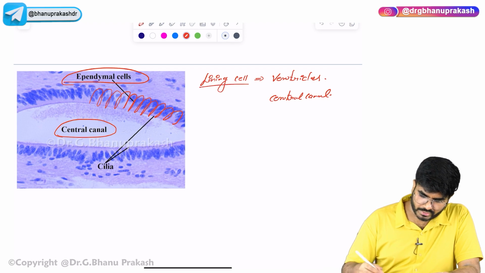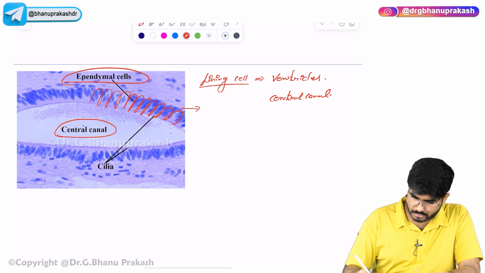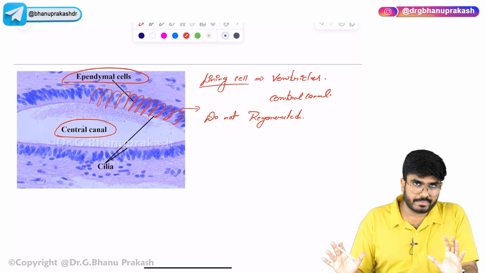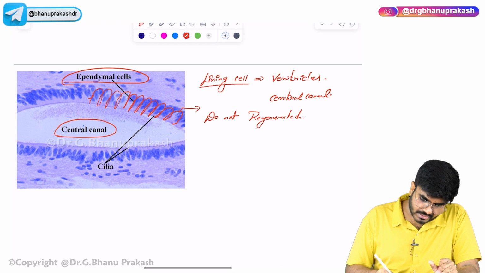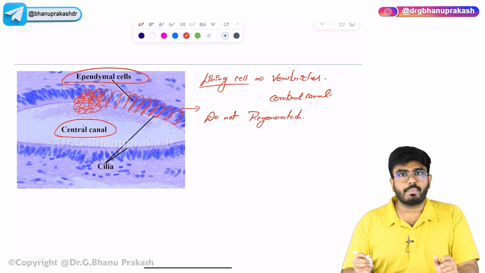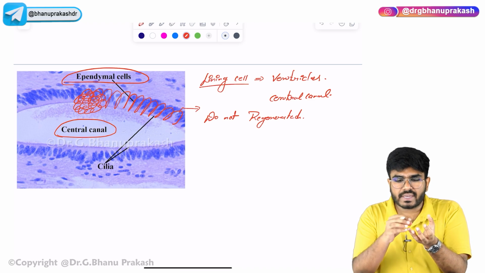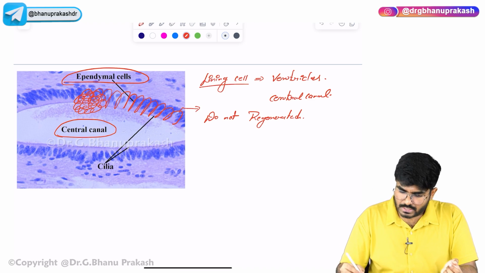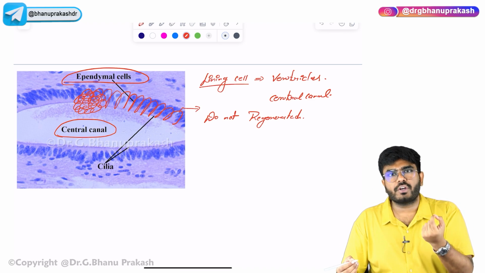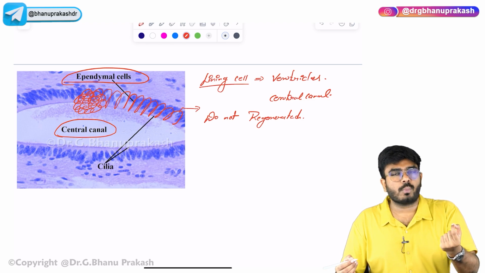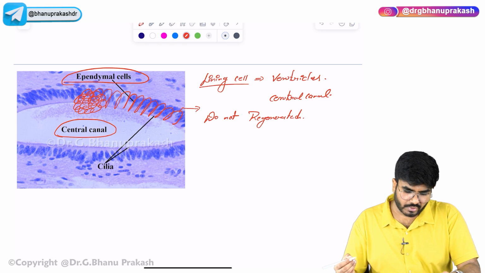Now the important point regarding ependymal cells is that these cells do not regenerate, and that's also tested in the exam. Also, if there is a tumor of these ependymal cells, it is called ependymoma. Such ependymomas, the tumor cells can drop into the CSF and go to some other place. So ependymomas show what kind of metastasis? Drop metastasis. Drop metastasis is shown by which central nervous system tumor? Ependymomas.